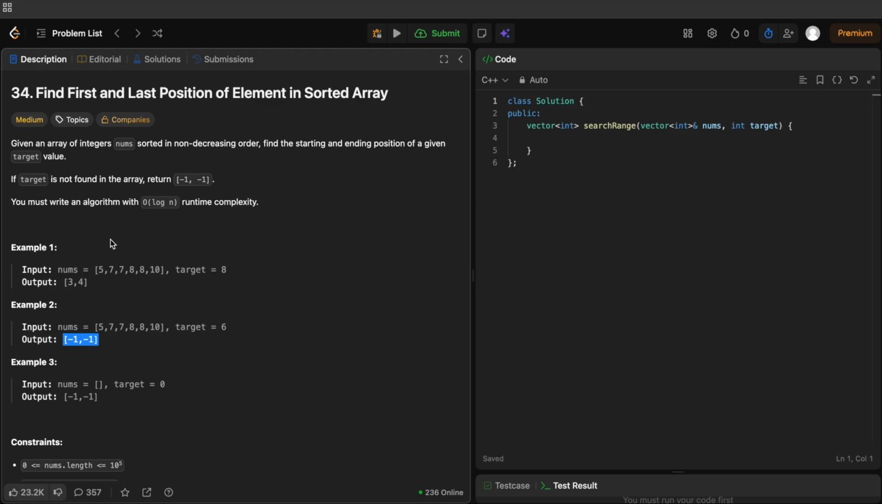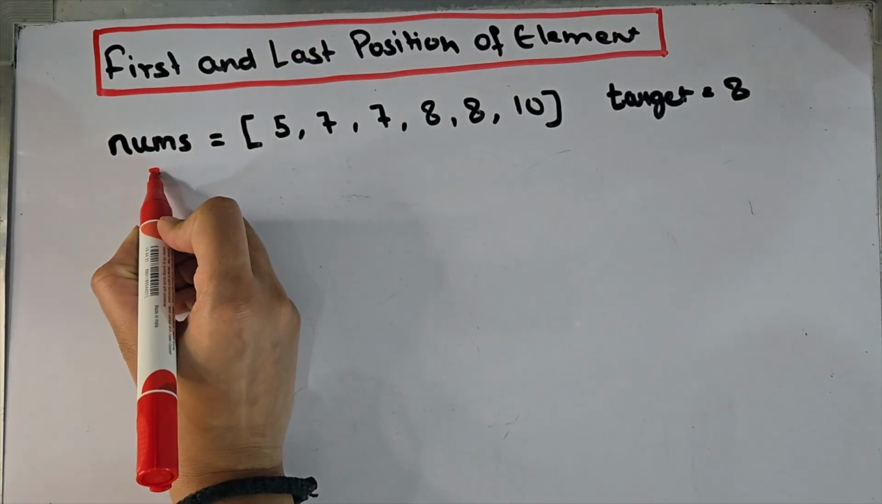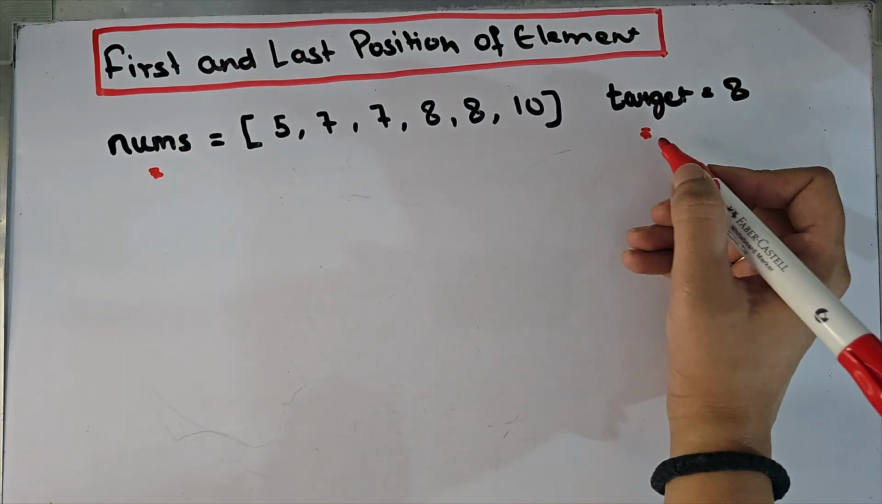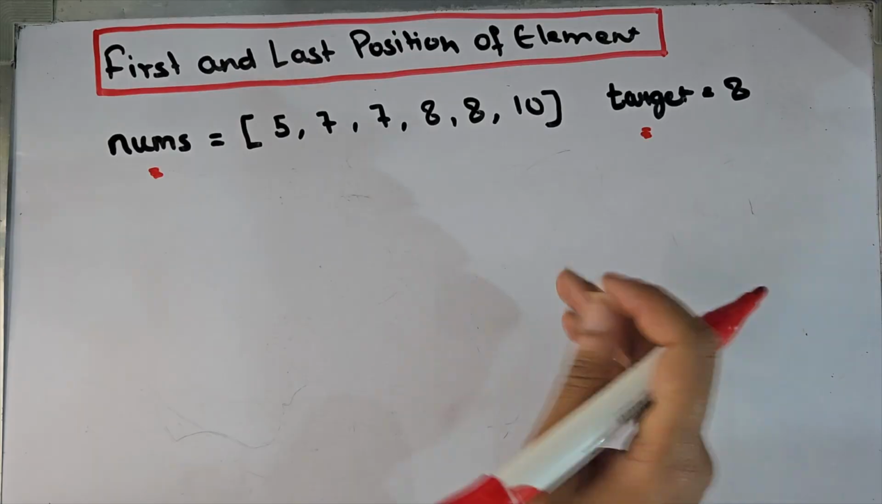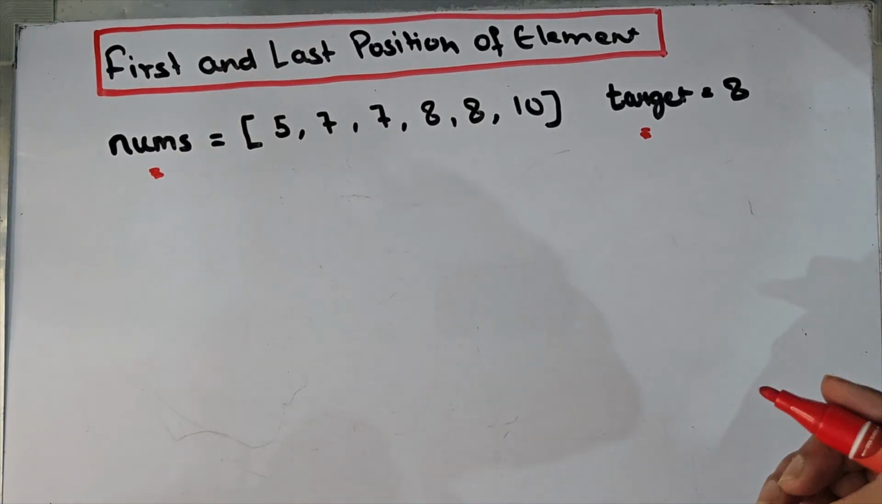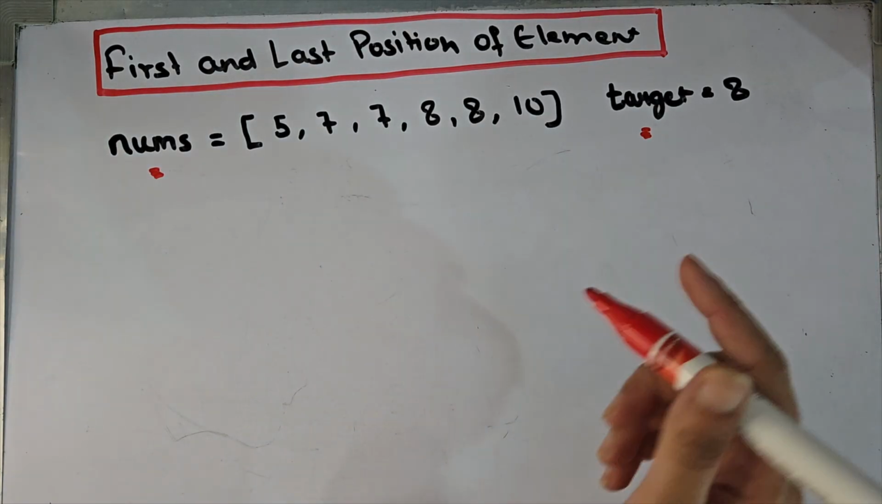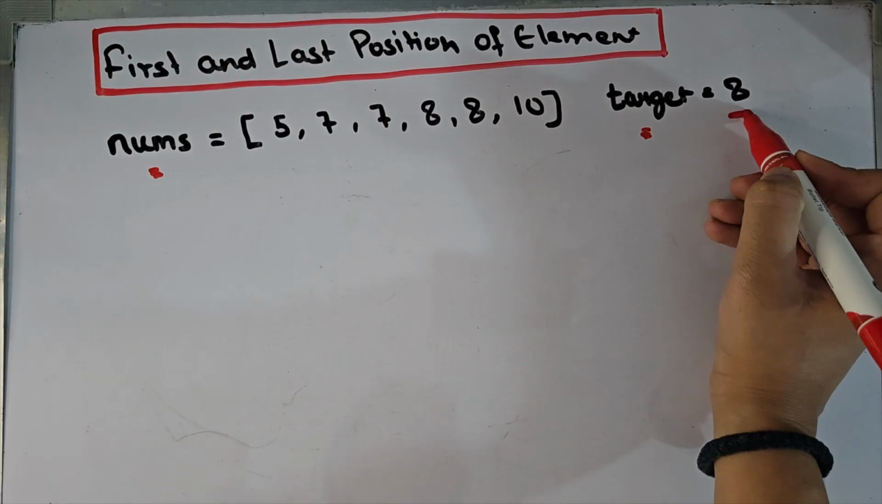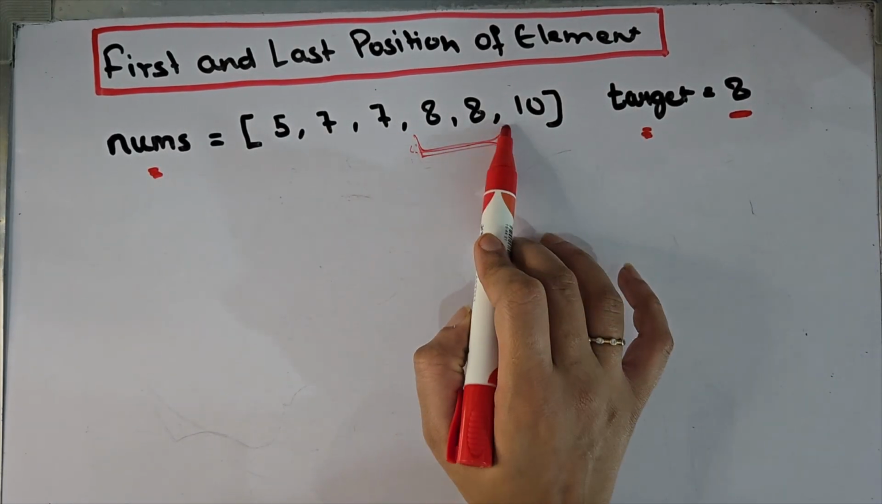So now let's look at the question, try to understand the question and think about its solution. So looking at the question, we are given an array nums and an integer target. We need to return first and last position of the element and the given array is already sorted. So the array is sorted, which indicates that we already have an order in the array. So when we are looking for 8, we will have 8 somewhere adjacent to each other.